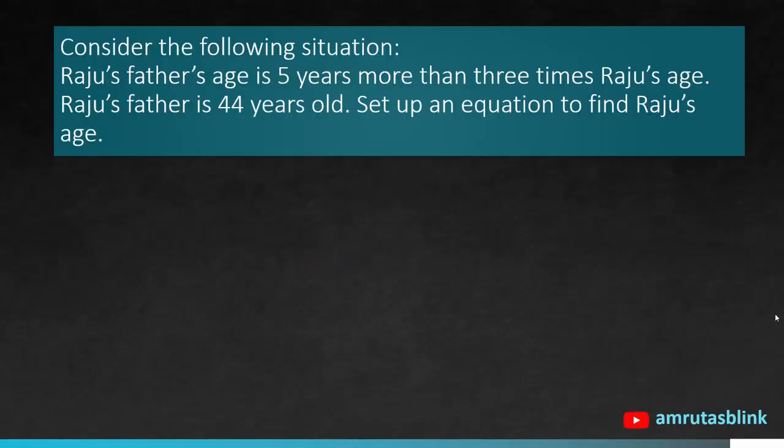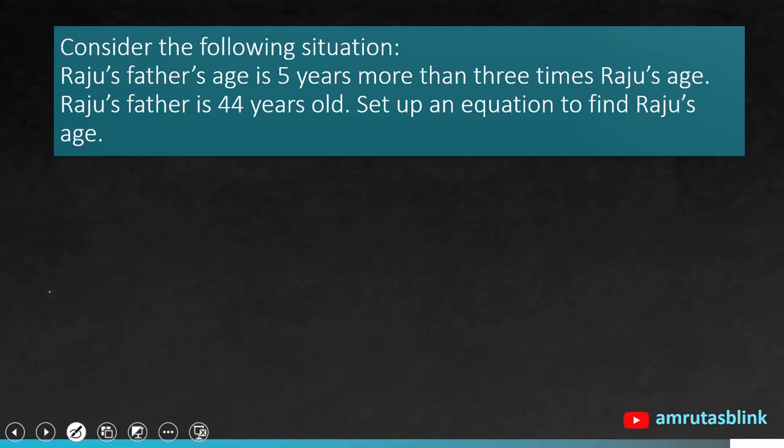Example 9. Consider the following situation. Raju's father's age is 5 years more than 3 times Raju's age. Raju's father is 44 years old. Set up an equation to find Raju's age. Now the simplest trick to solve equations is that whatever is an unknown in the given problem, you have to assume a variable for that unknown.